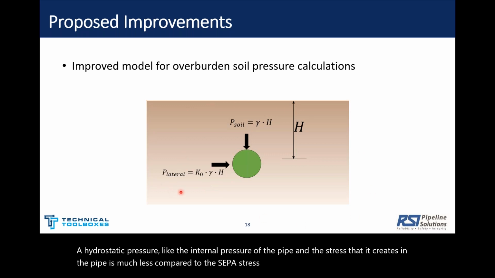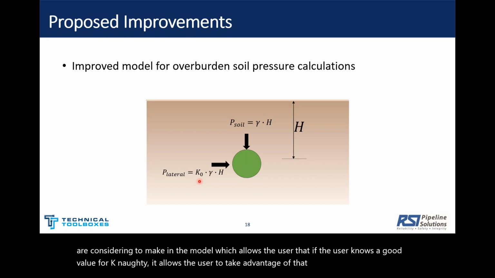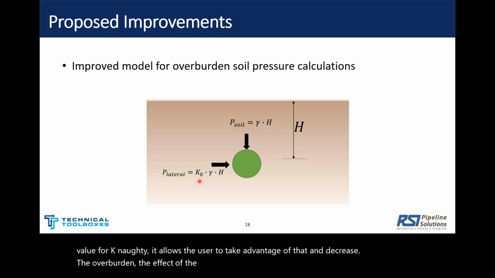So this is one of the improvements that we are considering to make in the model. If the user knows a good value for K naught, it allows the user to take advantage of that and decrease the effect of the overburden pressure on the pipe.